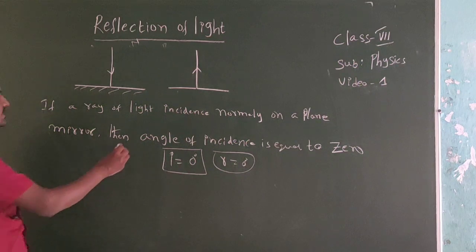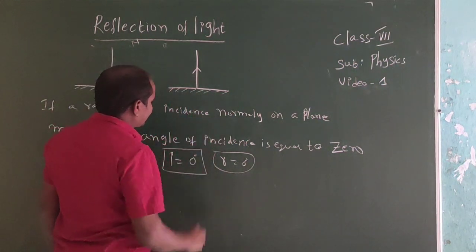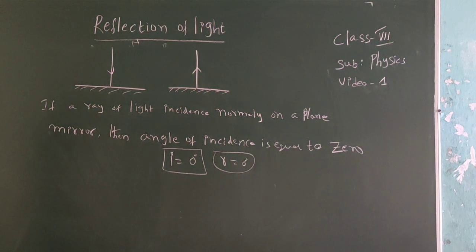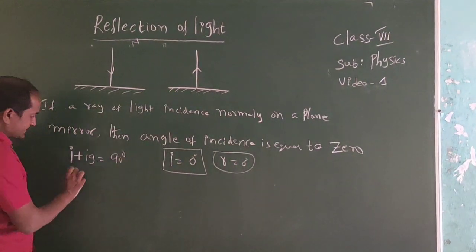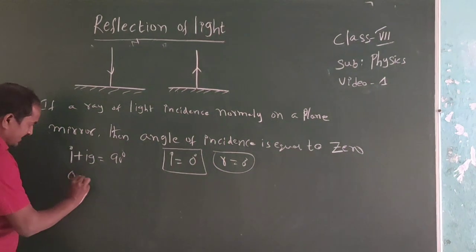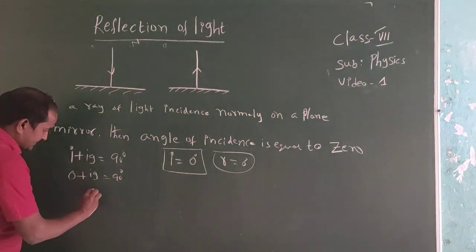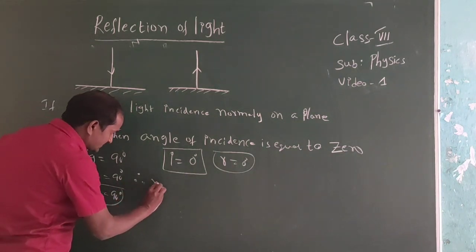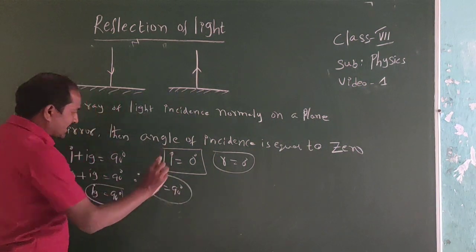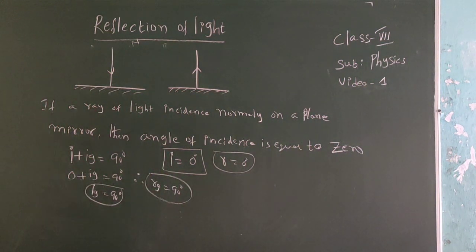Okay. Listen once again. If a ray of light is incident normally on a mirror, the angle of incidence is equal to the angle of reflection, equal to 0. Here we know that I plus I is equal to 90 degrees. Here I is equal to 0, so 0 plus I is equal to 90 degrees. Therefore, I is equal to 90 degrees. Therefore, R is also 90 degrees, because the angle of incidence is equal to the angle of reflection.